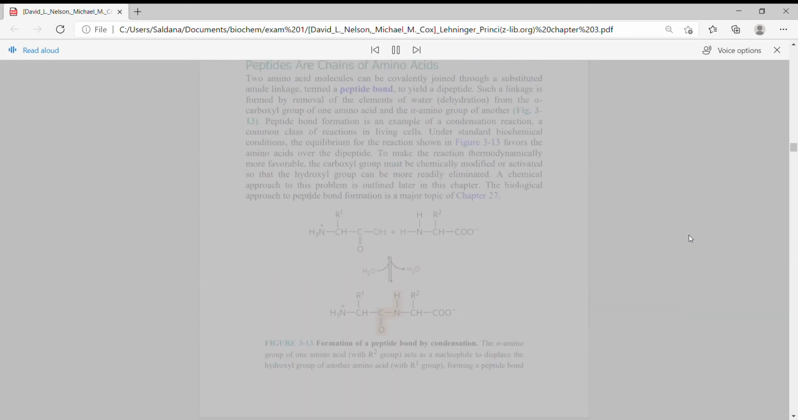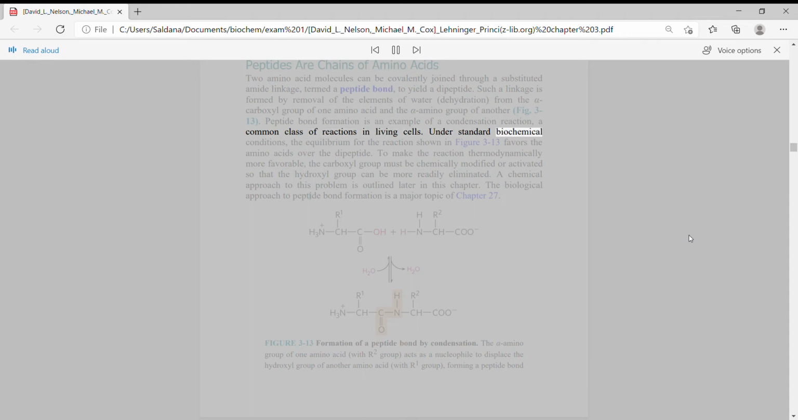Peptides are chains of amino acids. Two amino acid molecules can be covalently joined through a substituted amide linkage, termed a peptide bond, to yield a dipeptide. Such a linkage is formed by removal of the elements of water (dehydration) from the alpha carboxyl group of one amino acid and the alpha amino group of another, Fig. 3-13. Peptide bond formation is an example of a condensation reaction, a common class of reactions in living cells.